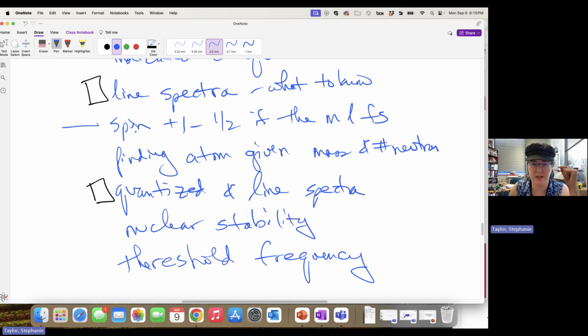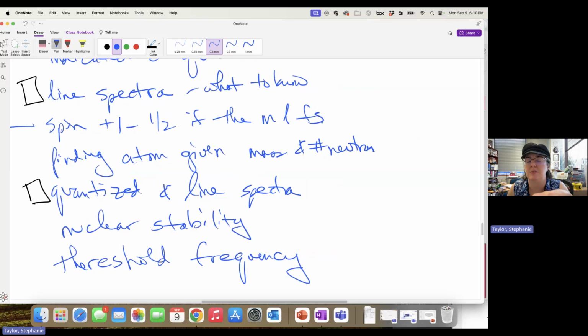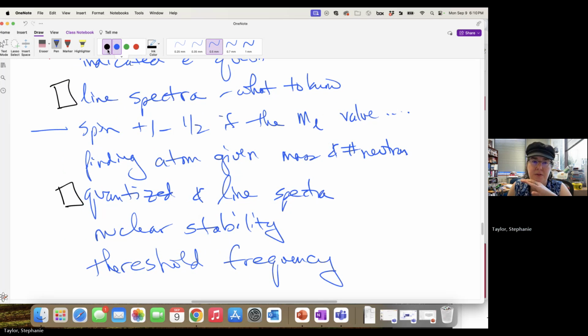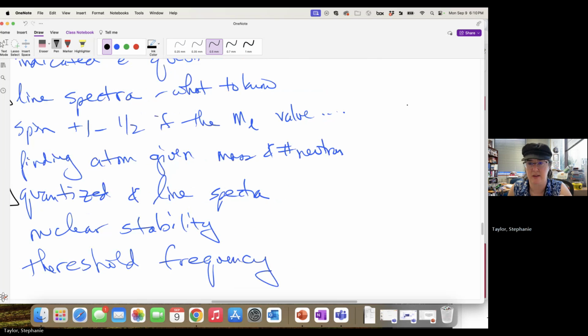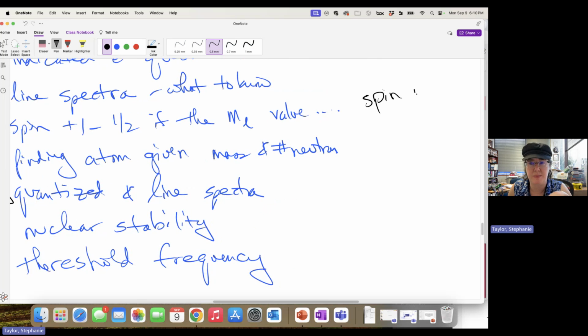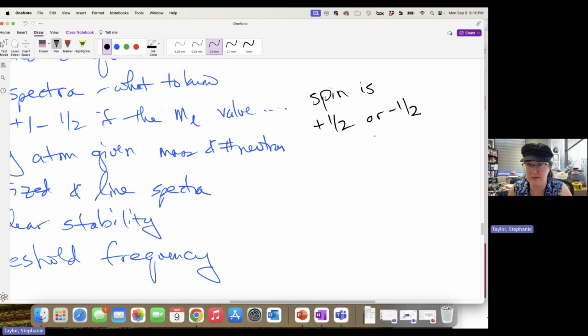Okay, this says, what is the spin, plus 1/2 or minus 1/2, if given a certain m sub l value, I think is what this says. You're thinking too hard about spin. Spin is plus 1/2 or minus 1/2. And the only way to know is if you already have other information.